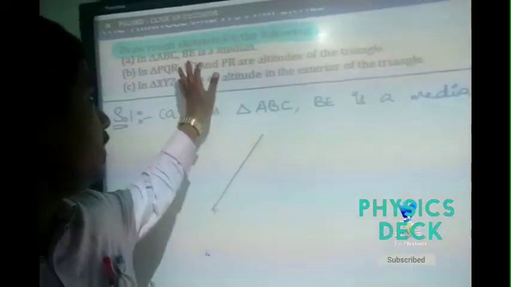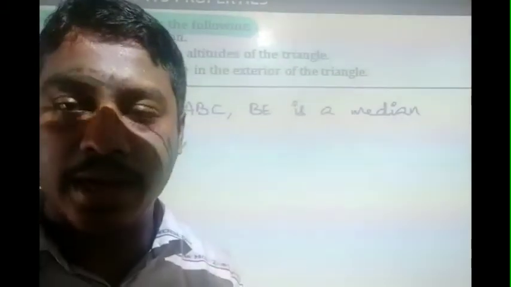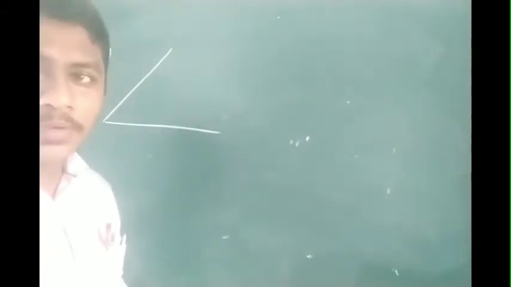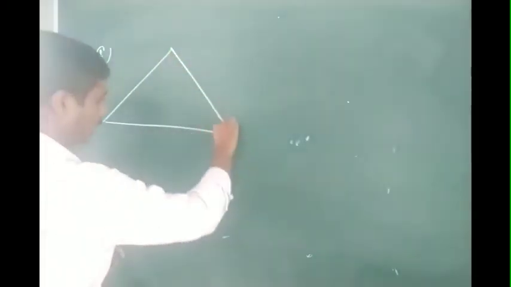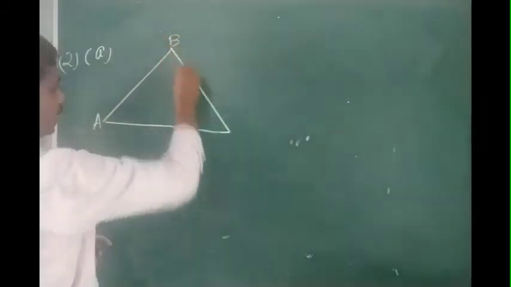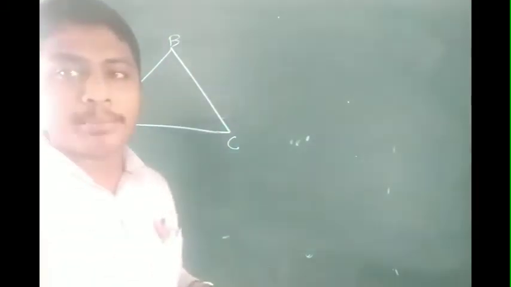So the question number 6.2, if you go to the first question that is given, it is given in triangle BE is a median. We have to draw that triangle having BE as a median. So let us draw that triangle. Suppose you consider this is a triangle A, B and C. This is a triangle. So what we have to do, we have to draw a median here.